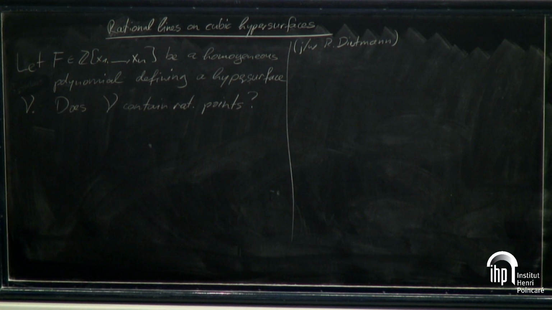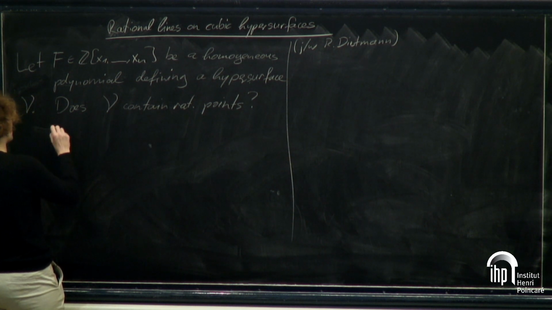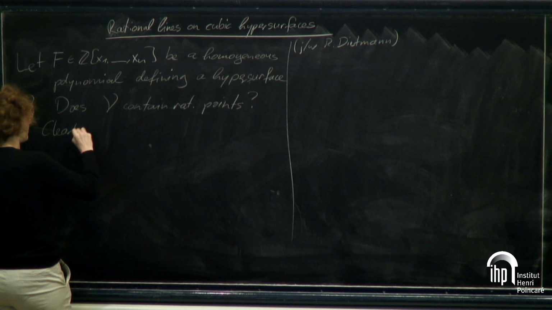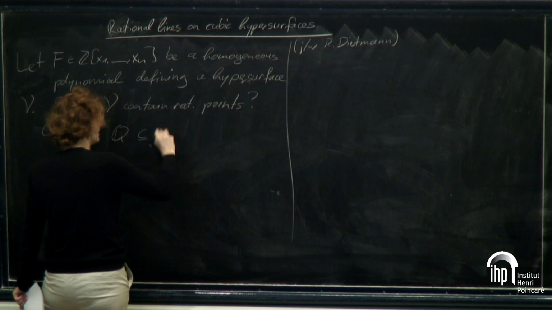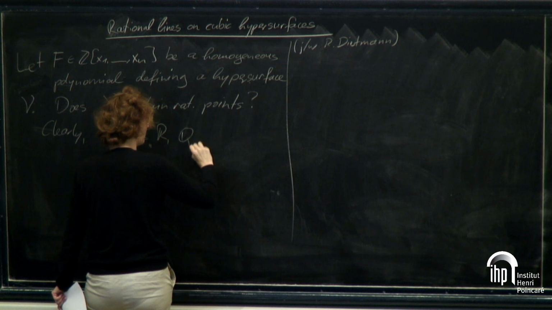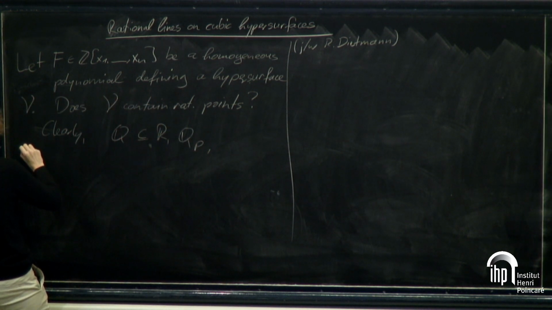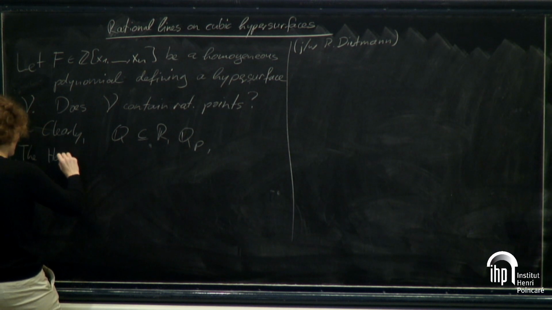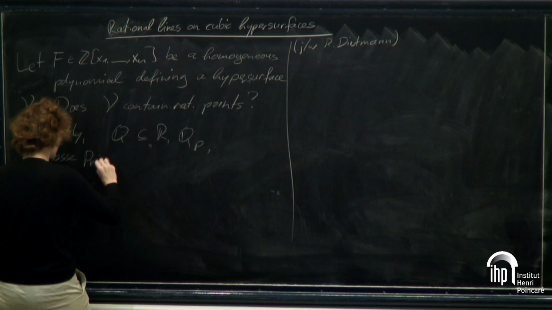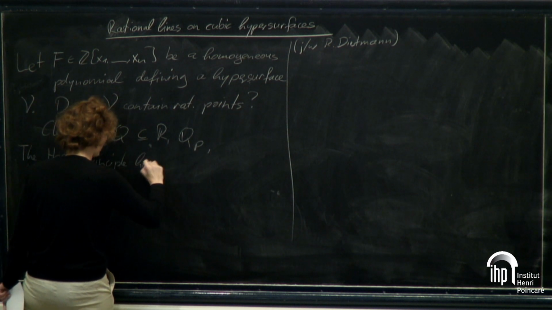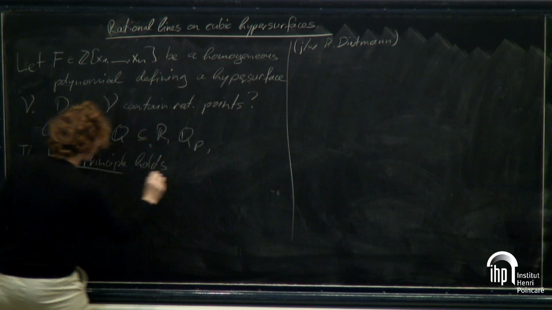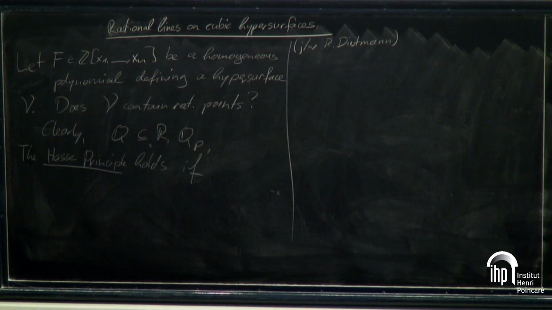And of course, there've been several talks mentioning Hasse or local global principles. So, well, the rationals sit inside the reals and all the p-adics, and we say the Hasse principle holds if real and p-adic solubility implies rational solubility.